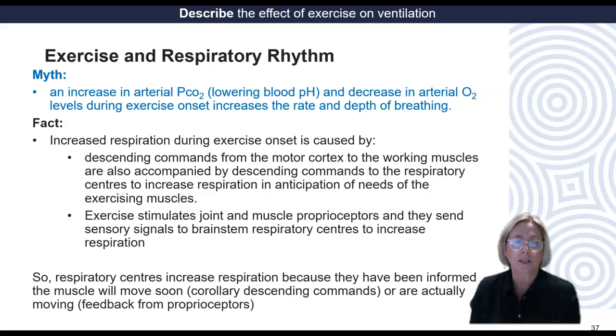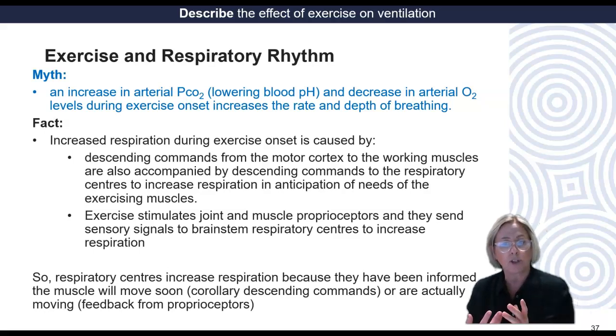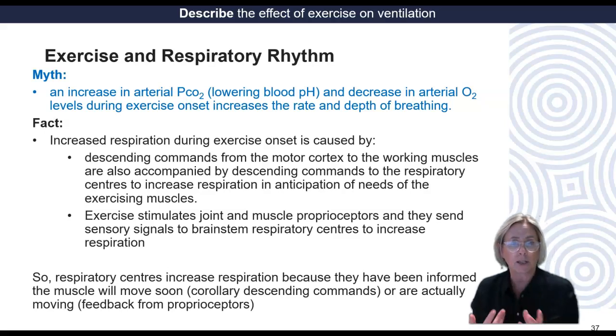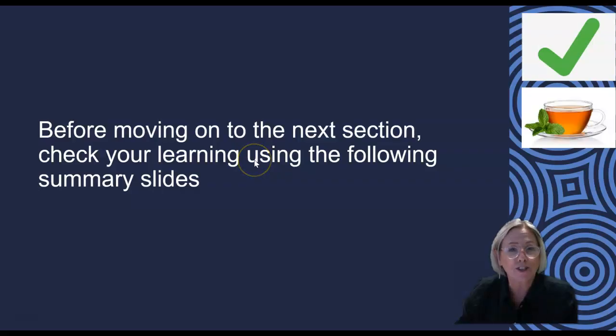And of course, exercise stimulates joint and muscle proprioceptors, so those receptors that are detecting motion, and they send sensory signals to the brainstem respiratory centers to increase respiration. So, in summary, the respiratory centers increase respiration because they've been informed that the muscle will soon move or is actually moving. All right, so we have finished this topic.